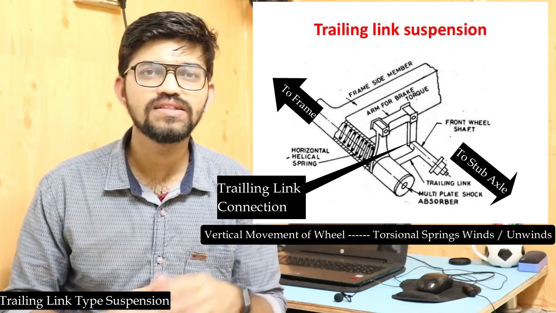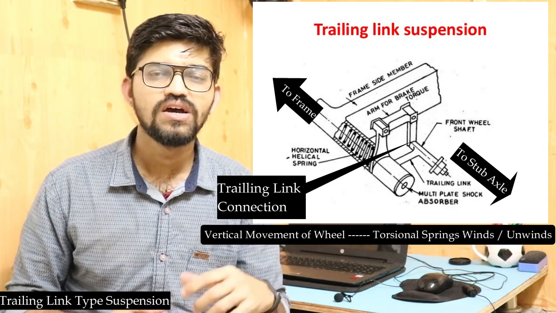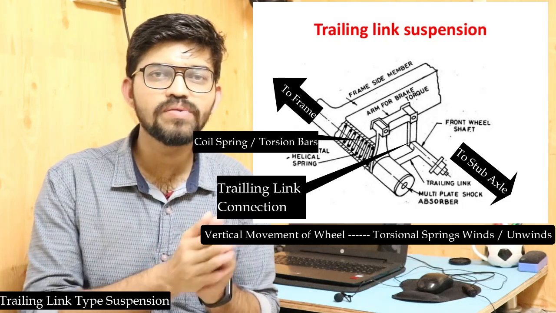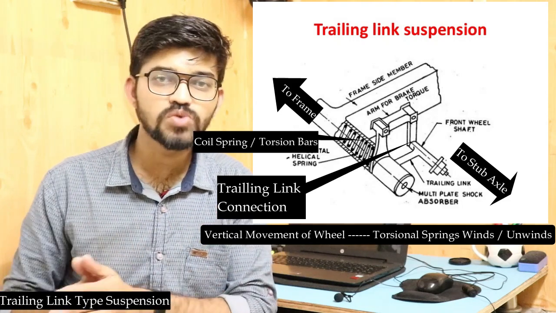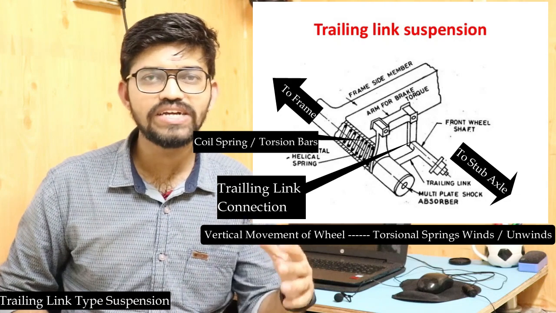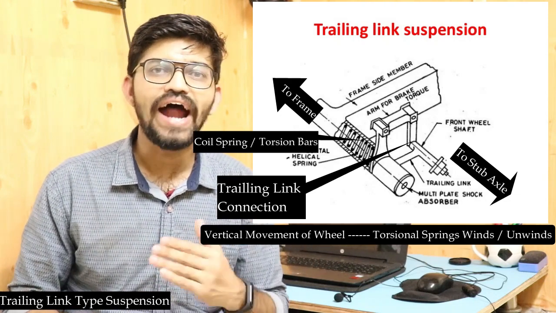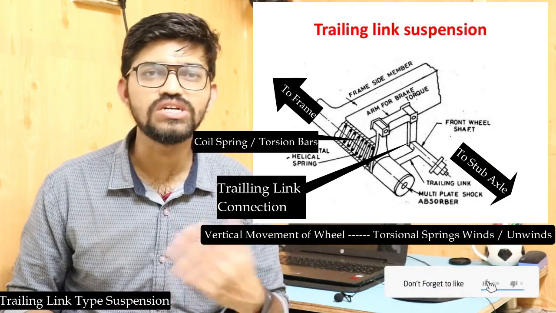And in some cases, the coil spring gets replaced by a torsion bar. So this is how the simple trailing link type of suspension system works. And the advantage of the trailing link is that it is very cheap, reliable, and easy to maintain. Maintenance is very easy over here.